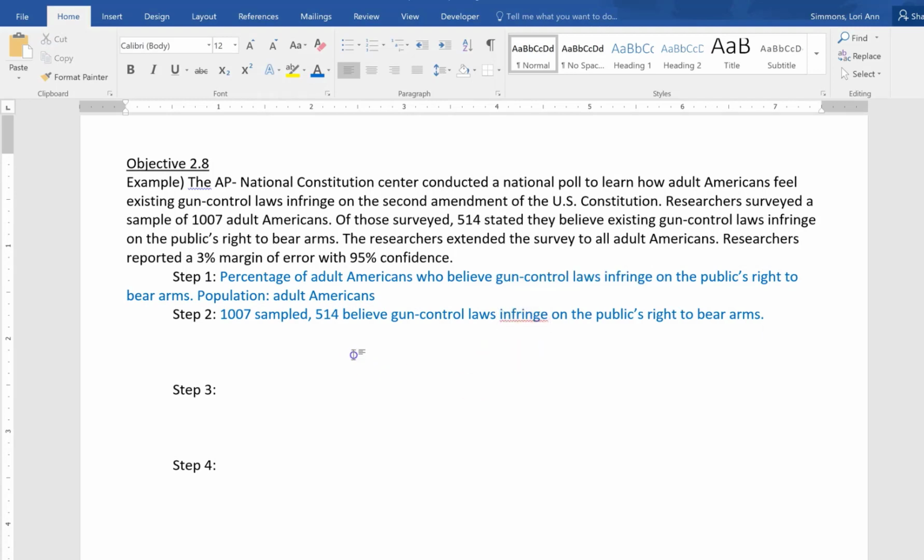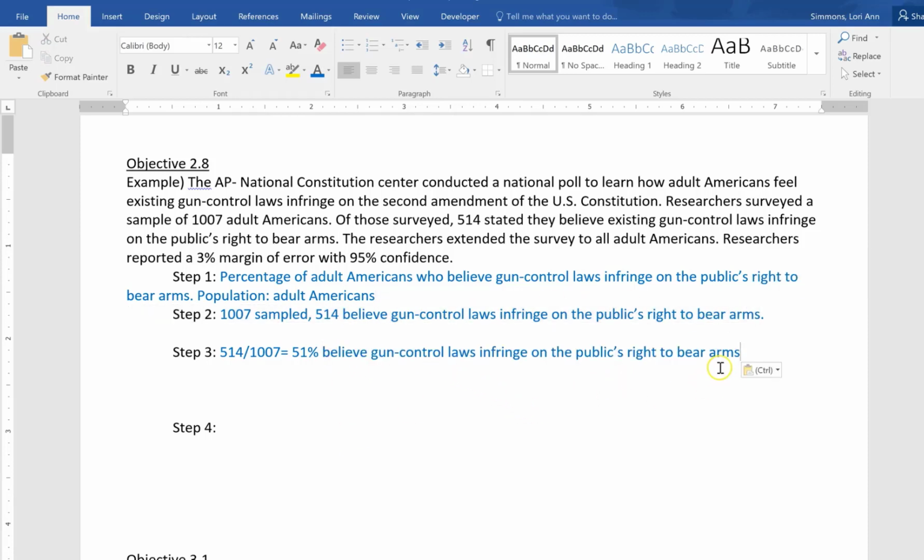Step 3 states to describe the data. So we have 514 out of 1,007. That means 51% believe gun control laws infringe on the public's right to bear arms.